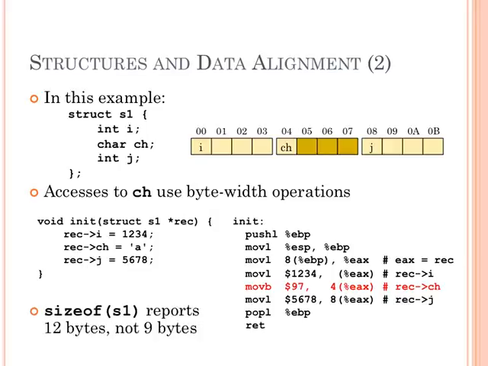And also, if you were to do sizeof, you would see that it says 12 bytes and not 9, because the struct takes 12 bytes, even though you really only need 9 bytes to store all that data. All right, everybody with me?